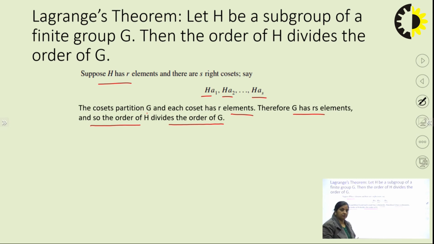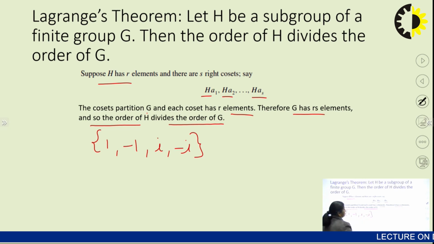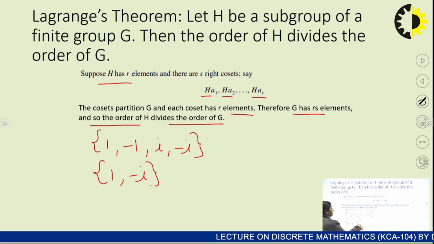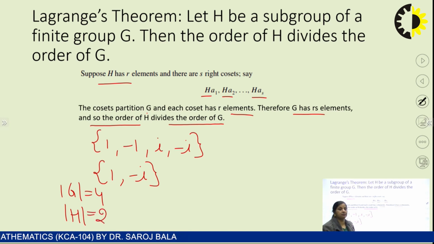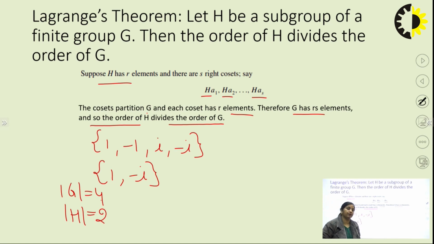We can check from the previous example also. What example did we take? Fourth roots of unity: 1, minus 1, iota, minus iota. My subgroup was 1 and minus 1. The order of this group is 4, and the order of this subgroup is 2. What is the order of a group? The number of elements in the set. We can easily see that 4 is divisible by 2. So this is Lagrange's theorem: let H be a subgroup of finite group G, then the order of H always divides the order of G.